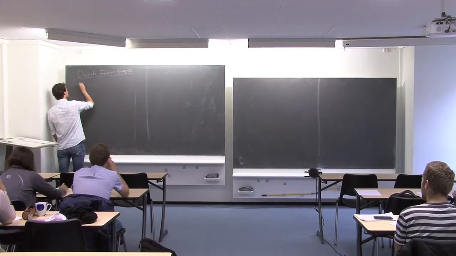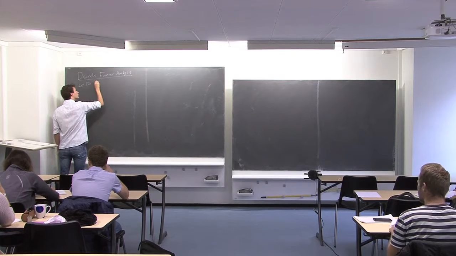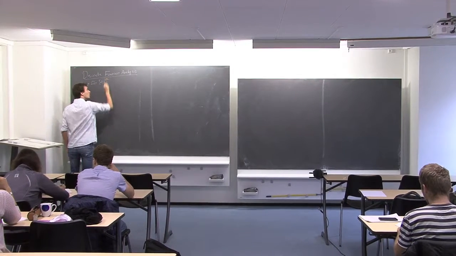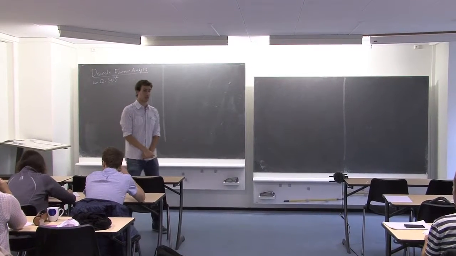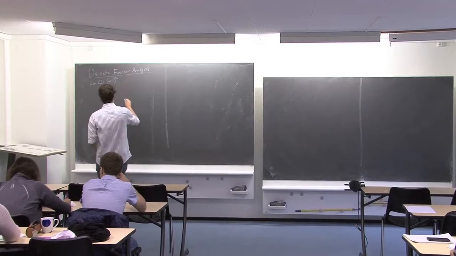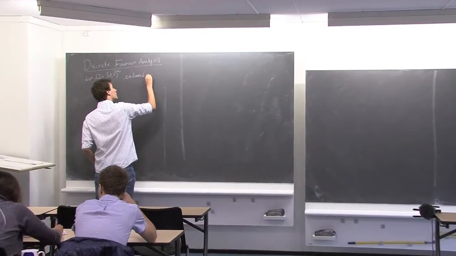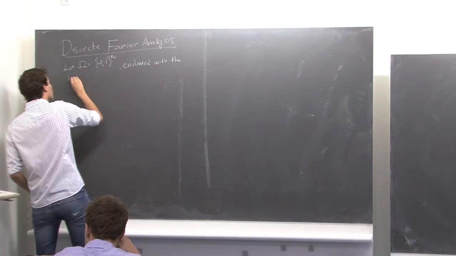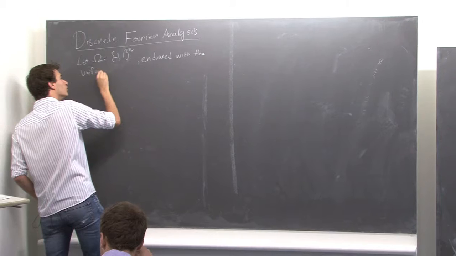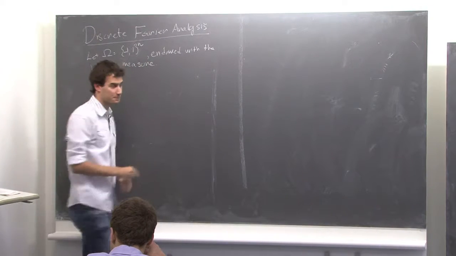So we consider omega to be the Hamming cube, the n-dimensional Hamming cube, {-1, 1}^n, endowed with the uniform measure, excuse me, I misspoke.